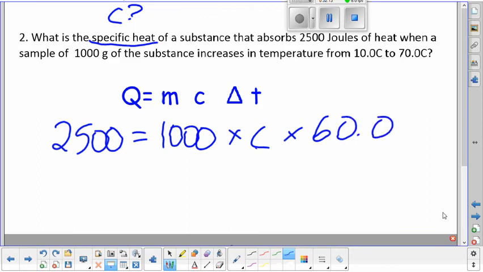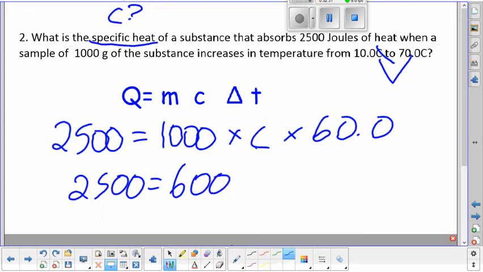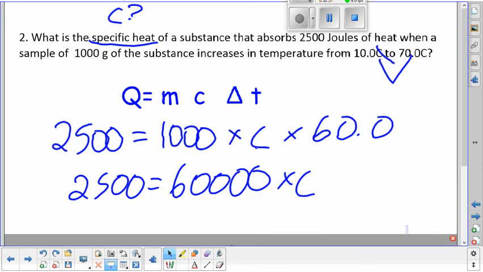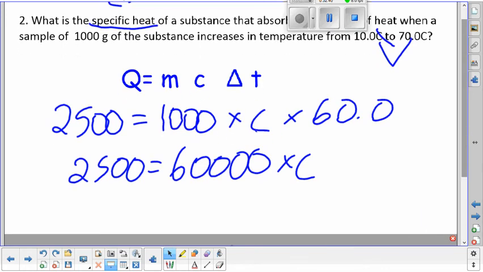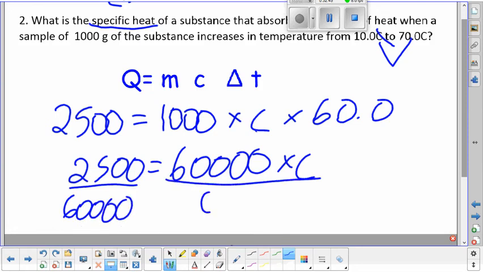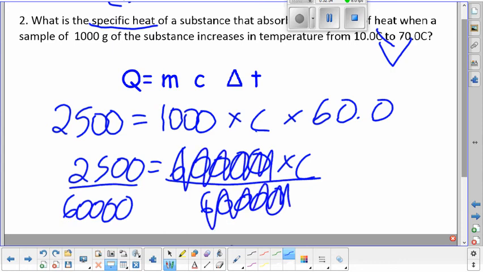Yes, sir. And again, he took the 70 minus the 10. That's where the 60 came from. The difference between these two. Okay, well, I'm going to simplify this a little bit. I got 2,500 is equal to 60 times 1,000 is 60,000. There we go. Washburn, what do I need to do to both sides to get that C by itself? 60,000. Yep. Divide both sides by 60,000. Now tell me my C is equal to what?